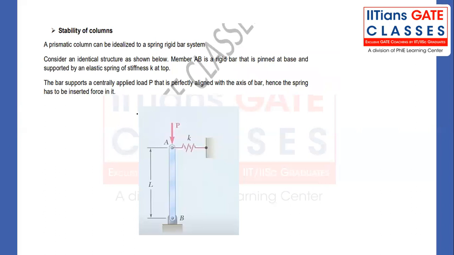Now, to understand the stability of the column, why the buckling is happening, how the buckling phenomenon is happening, let's try to correlate this topic with a little bit of understanding of vibrations. In vibration, suppose there is a spring mass system, for example.